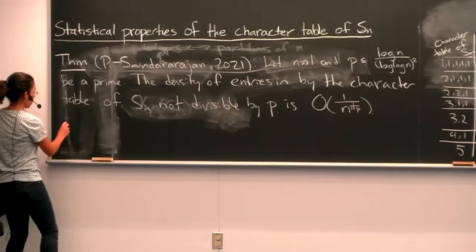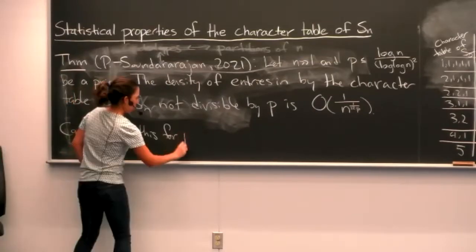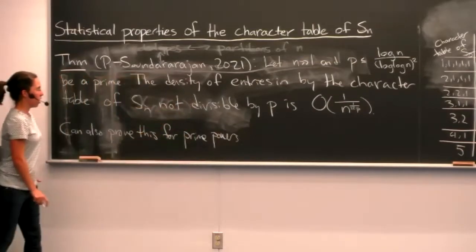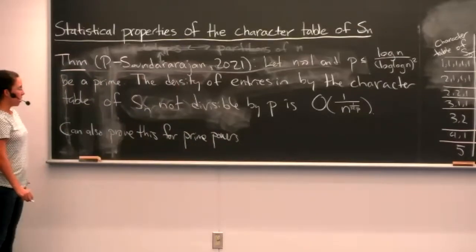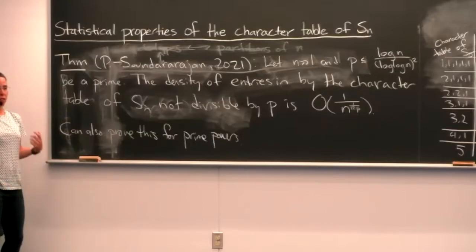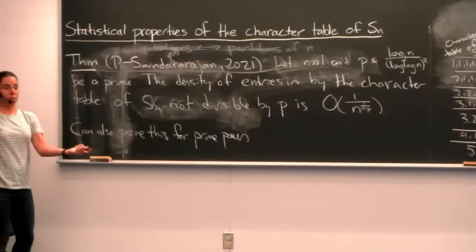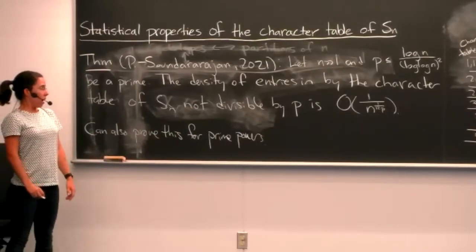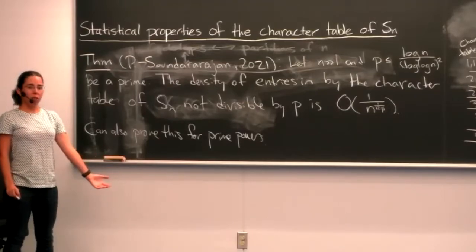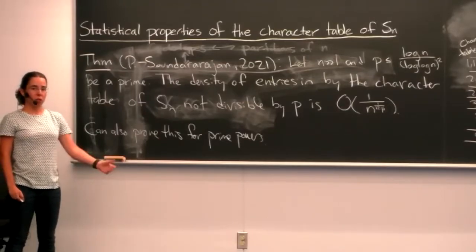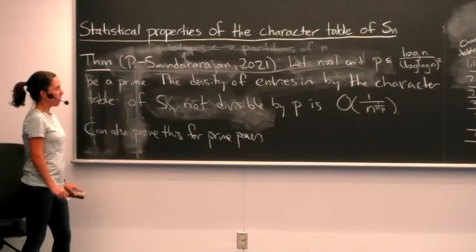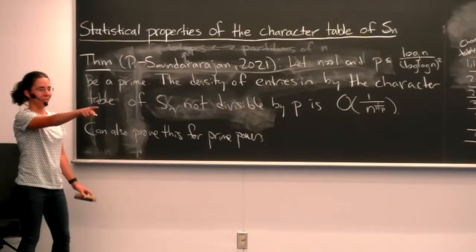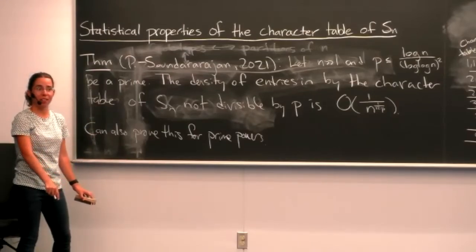We can also prove this for prime powers, not just primes, but we're still working on writing it up. So what we know now by the union bound is that if you fix any positive integer, then as n tends to infinity, almost all of the entries in the character table of the symmetric group are divisible by that integer.